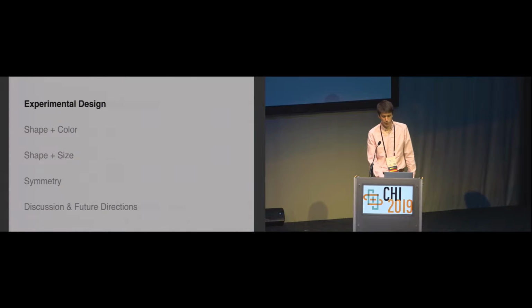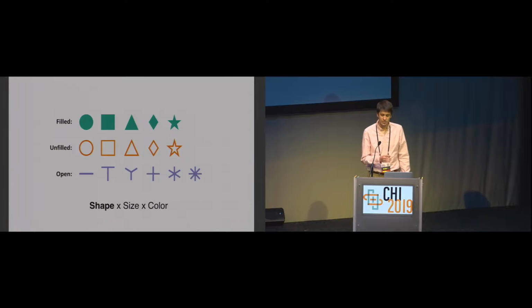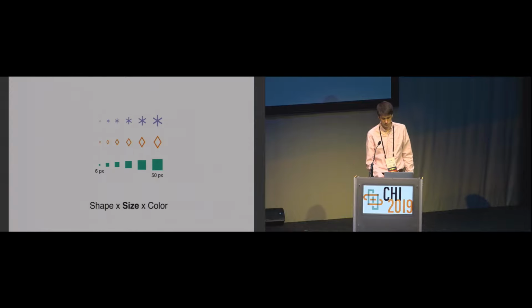Okay, so getting into the experimental design, here's an example stimuli from one of our experiments. For each scatter plot, participants were asked to compare 2 target marks and indicate whether they were the same or different on some specified dimension. We tested 16 different shapes gathered from common viz tools like Tableau and MATLAB and Python and others. These shapes can be broken up into 3 major categories: filled, unfilled, and open shapes. We tested 6 different mark sizes ranging from 6 pixels to 50 pixels in diameter based on those used from prior experiments in this area.